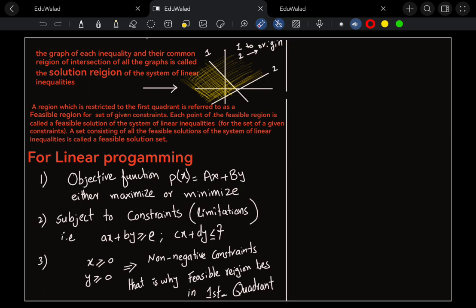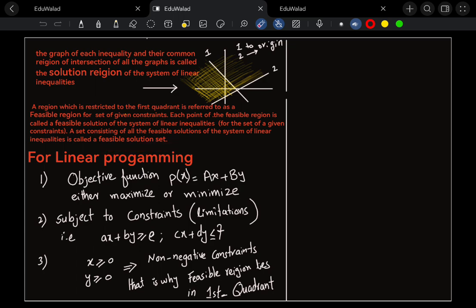A set consisting of all the feasible solutions of the system of linear inequalities is called the feasible solution set. So this set of points containing all the feasible solutions is a feasible solution set.